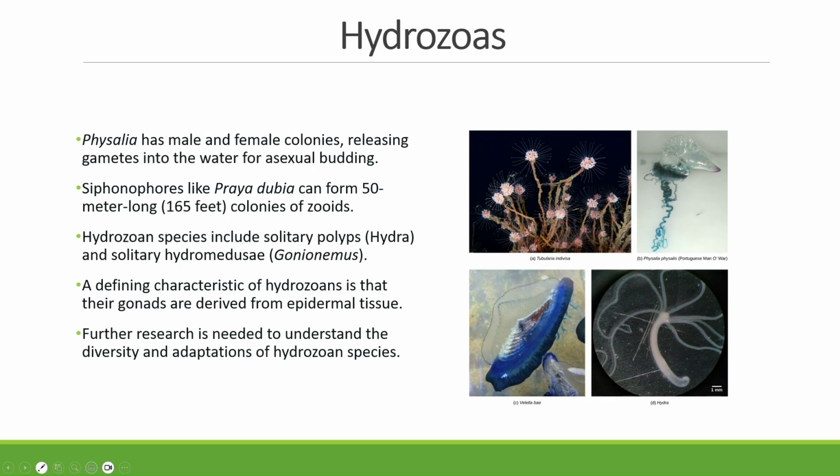Another consistent feature across the group is that their gonads develop from epidermal tissue rather than gastrodermal tissue. This small detail helps biologists distinguish hydrozoans from other cnidarian classes. Overall, the Hydrozoa demonstrates an incredible versatility of the basic cnidarian body plan and shows how colonial living has allowed these animals to evolve complex behaviors and structures while remaining diploblastic.